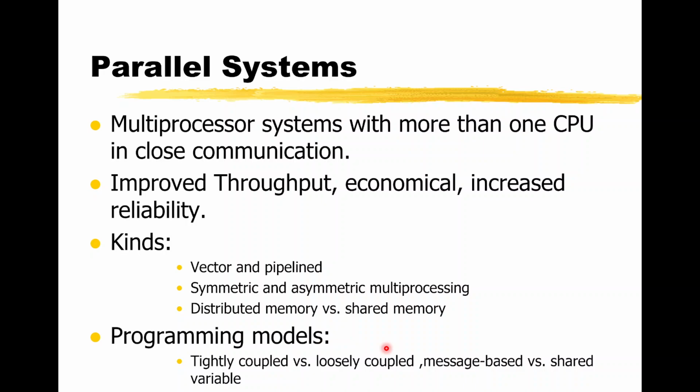So you could have one system that has more than one CPU. Just one system has multiple CPUs, and the CPUs perform different tasks. So you have multiple CPUs, they pick different tasks and perform them, and they end up being much faster, right? We have vector and pipeline parallel systems, and symmetric and asymmetric multiprocessing is involved. Then we hear concepts like distributed memory and shared memory.